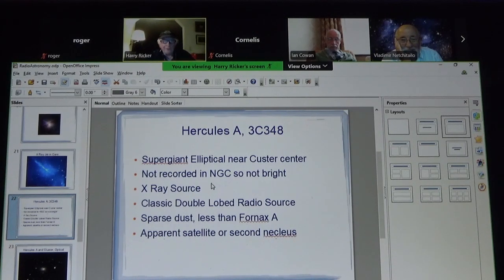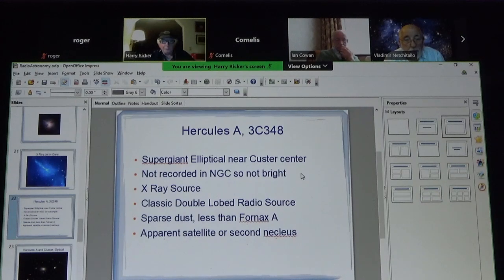Okay, here we've got Hercules A. This is kind of an interesting one. It's not a very bright galaxy. It didn't really come up when the optical people were doing surveys. They didn't pick it up, and it was basically because it's a strong radio source that they started looking for it and then identified it, and it turned out to be another elliptical galaxy in the center of a cluster. So it's not that bright.